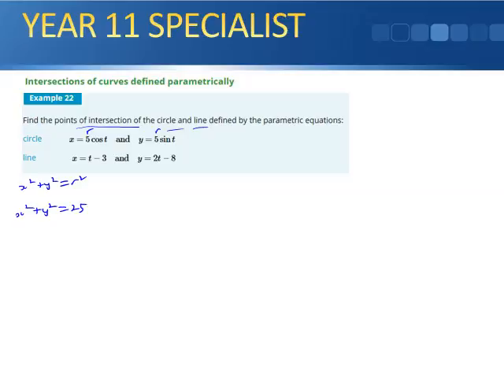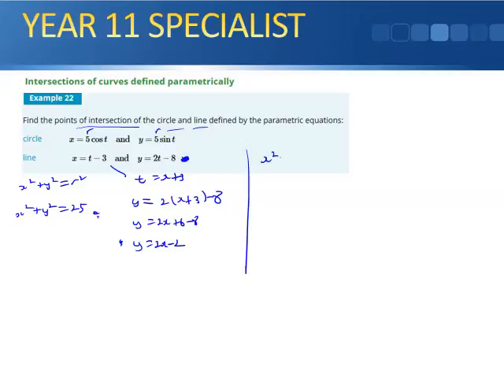The line, first one, I will rearrange t equals x plus 3 and substitute it into the equation here. So I get y equals 2(x plus 3) minus 8, which means I get y equals 2x plus 6 minus 8, which means I get y equals 2x minus 2. And now I want to find the intersection between this circle and this line, so I'm going to substitute one into the other. So I get x squared plus (2x minus 2) all squared equals 25.